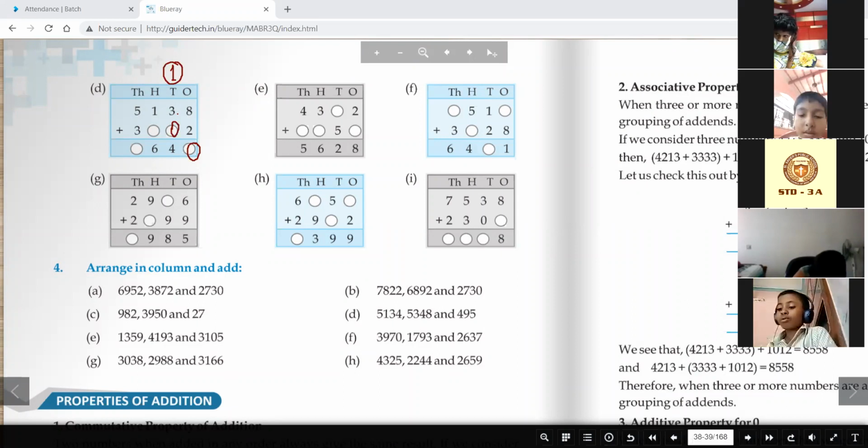Now here 6 is a bigger number. From a bigger number we will easily subtract a smaller number. So it will come as 5. And 3 plus 5 equal to 8.